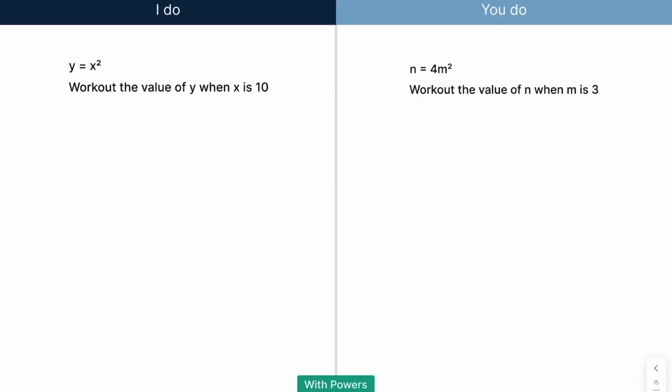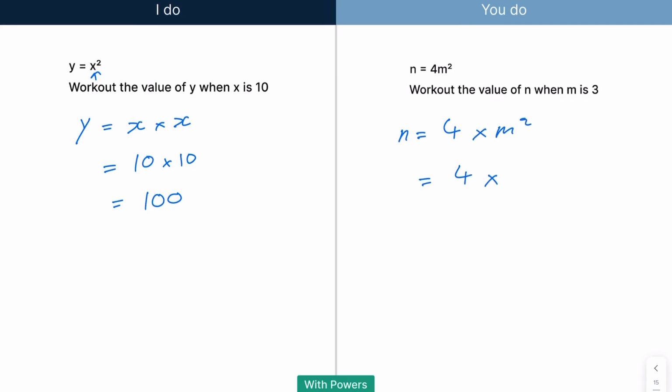Now moving on, we're looking at substitution with powers. So x squared is the same as writing y is equal to x times x. Okay, so then we just substitute x in, that'll be 10 times 10. So the answer there becomes 100. So over here we have n is equal to 4 times m squared, and that'll be 4 times what's 3 squared, and that'll just be 3 times 3, so that's 4 times 9, which then becomes 36.